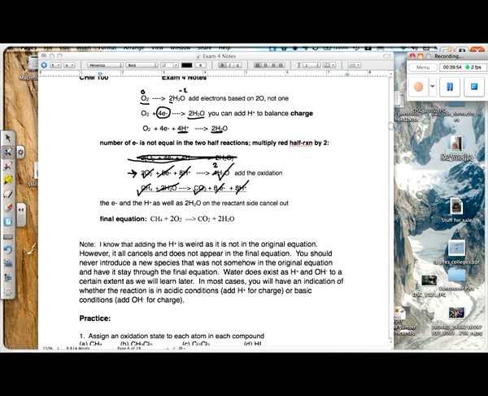You should never introduce a new species that was not somehow in the original equation and have it stay through to the final equation. In fact, water really does exist in a small part as both H plus and OH minus. We'll see that in the next lecture. But just a note about the H pluses.